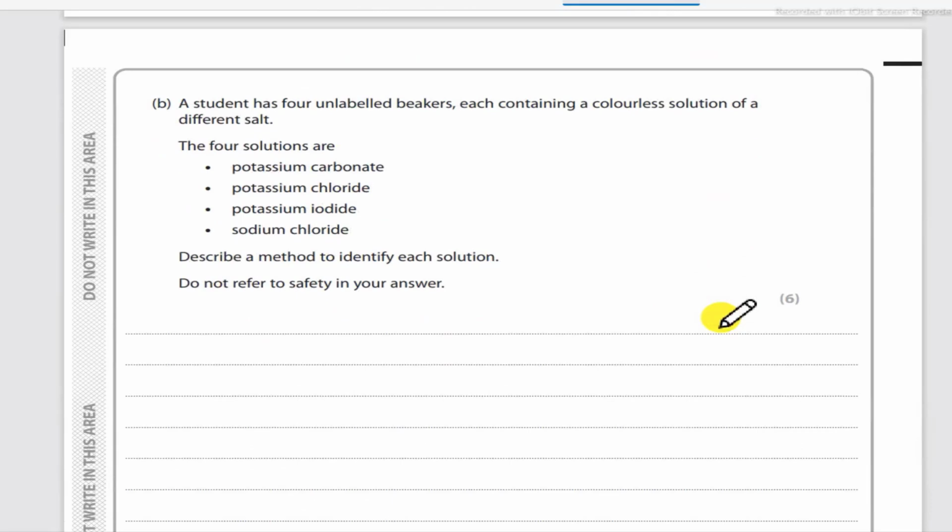Question B. A student has 4 unlabeled beakers, each containing a colorless solution of a different salt. The 4 solutions are potassium carbonate, potassium chloride, potassium iodide, sodium chloride. Describe a method to identify each solution. Do not refer to safety in your answer.